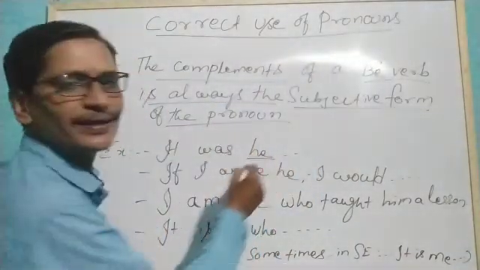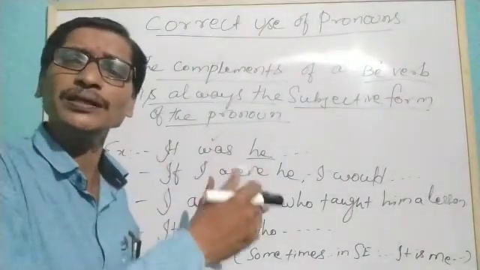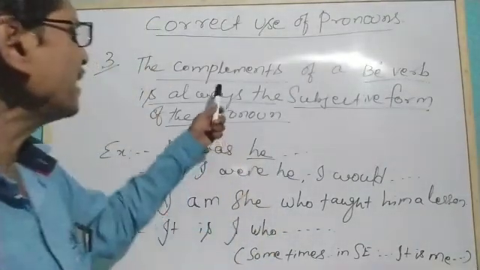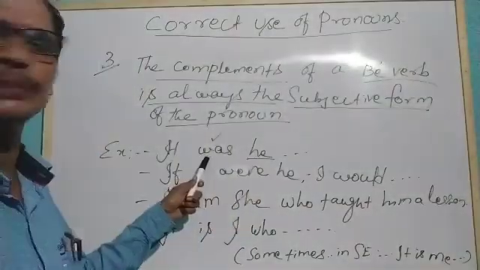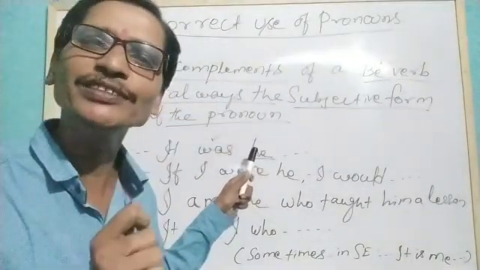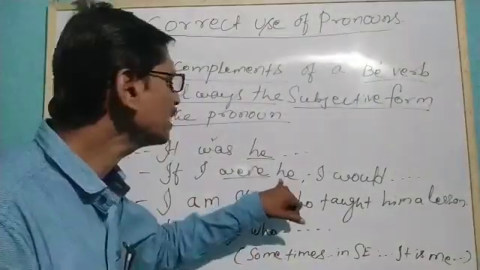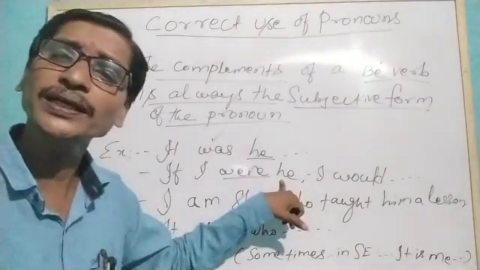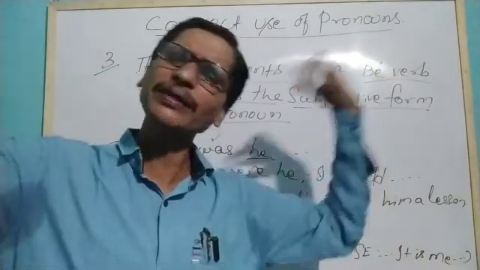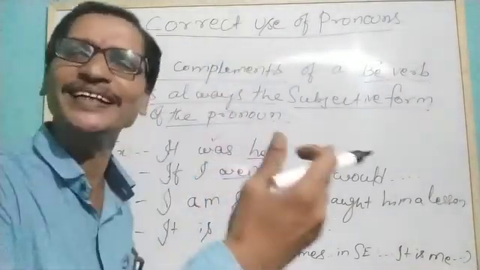See, it was he. Was is one of the be verbs, and after this be verb we have used he. It was he who told me about your success. Understand? Immediately after the be verb, he, functioning as a complement, took its subjective form. We cannot say it was him; if we do, it is wrong. Similarly, if I were he: here were is also a be verb, and immediately after it he is used as a complement, so it has taken the subjective form. If I were he, I would give everything to my friend, but I am not as rich as you are.